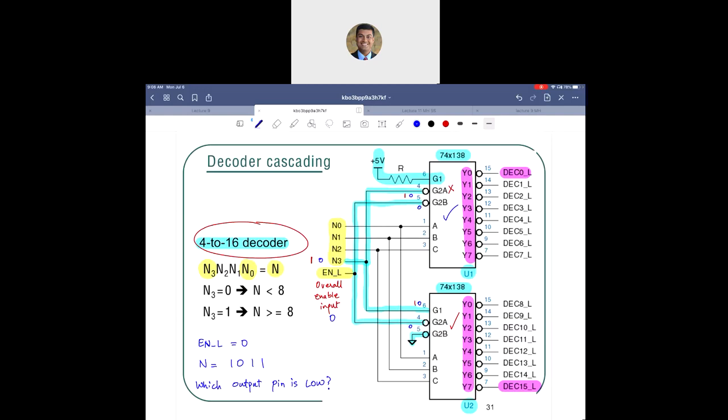Y3 bottom, okay. Y3 bottom is good, but the question is the output pin. So you would say pin number 12 on the bottom chip. Bottom pin 12. So if I can just highlight that, it would be right here. DEC 11_L, because 1011 is decimal 11. That is the only pin that will be low. Everything will be high. Yes, pin number 12 on the bottom chip is the right one, because there is also a pin number 12 in the top chip, which will not be active. It will also be one here.